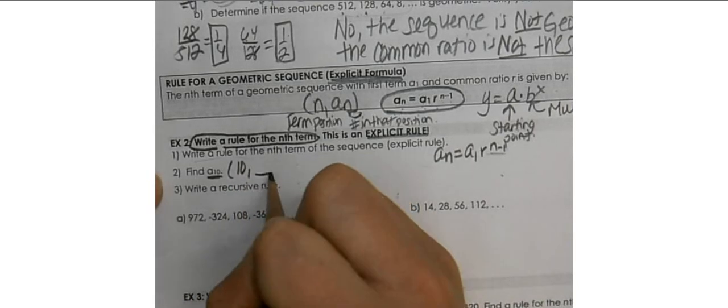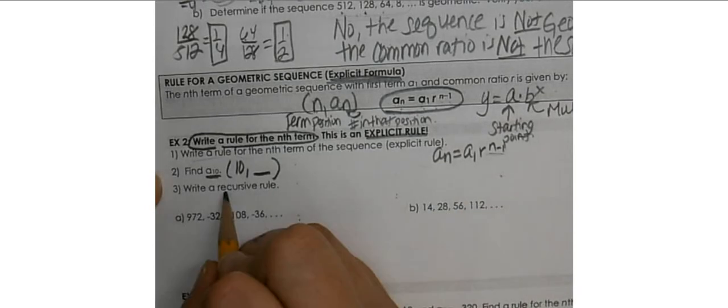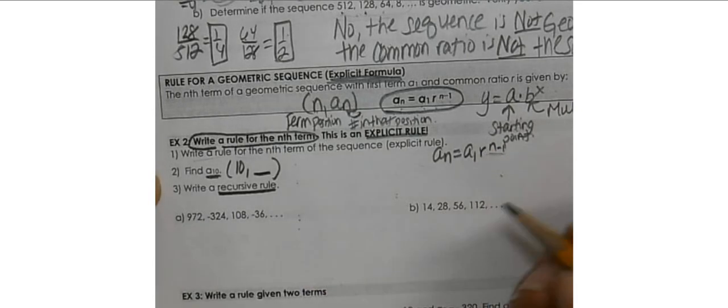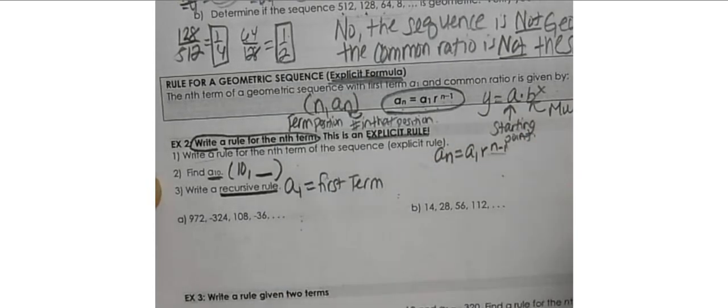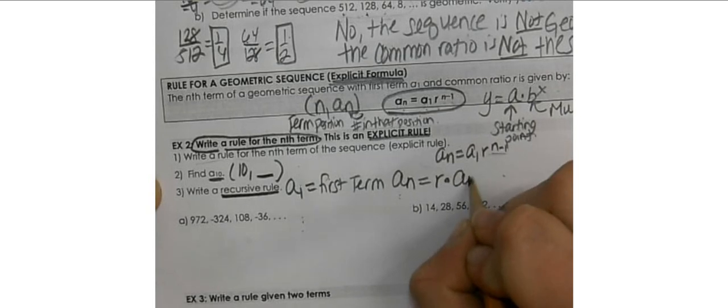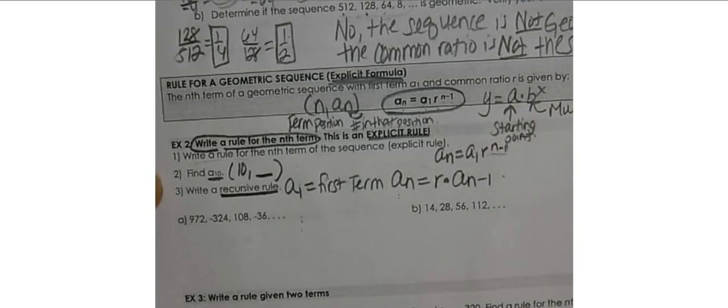Then we're going to let n equal 10 because we want to find a sub 10. So we're going to find the number that's in the 10th position of the sequence. Then we're going to write a recursive rule. And remember that recursive rules require you to know what came first. So we're going to write our a sub 1, and that's going to represent our first term. And sometimes you know it and sometimes you don't. Then we're going to write a sub n is equal to your common ratio, which is r, times a sub n minus 1, which represents your previous term.